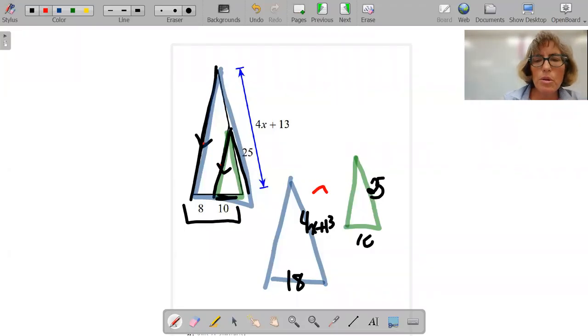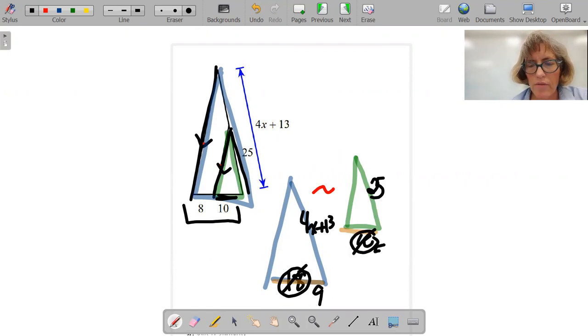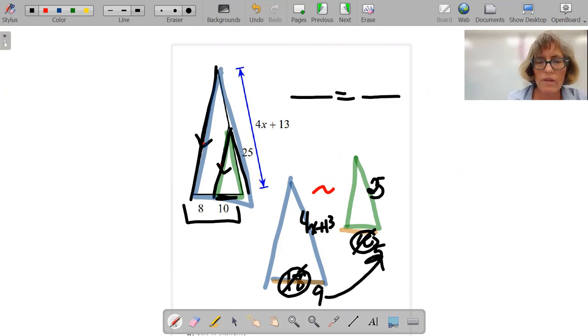Now that they are similar, you can make a proportion. So you want to find your scale factor first. I'm going to work right to left, and 2 goes in there 9 times, 2 goes in there 5 times, so I reduce 9 to 5. And now I'm going to mirror the direction. I'm going to go left to right. 9 over 5, 4x plus 13 over 25.